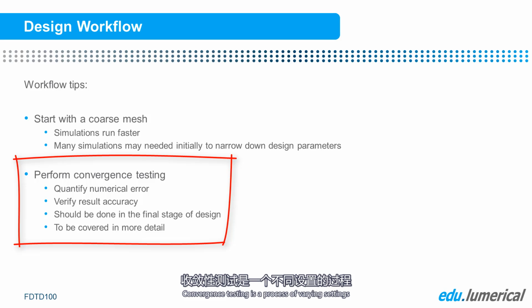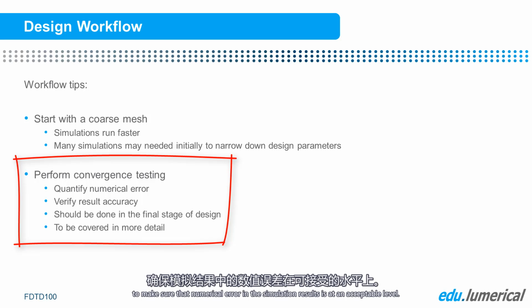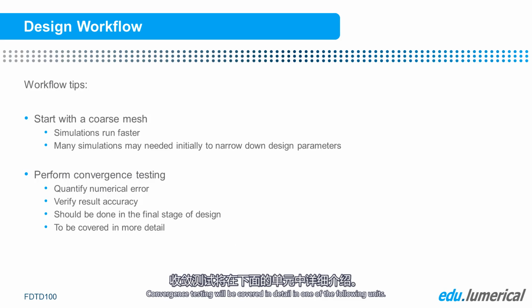Convergence testing is a process of varying settings that have an effect on the numerical accuracy of simulations, such as the mesh step size, in order to quantify the level of numerical error, to make sure that the numerical error in the simulation results is at an acceptable level. Convergence testing will be covered in detail in one of the following units.